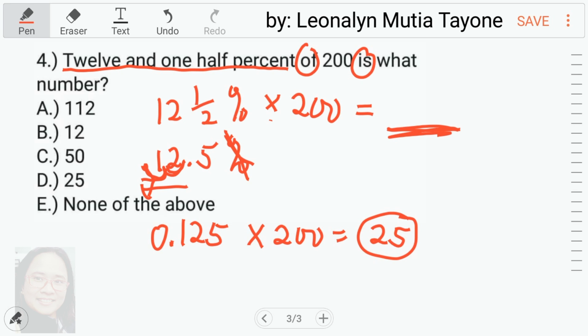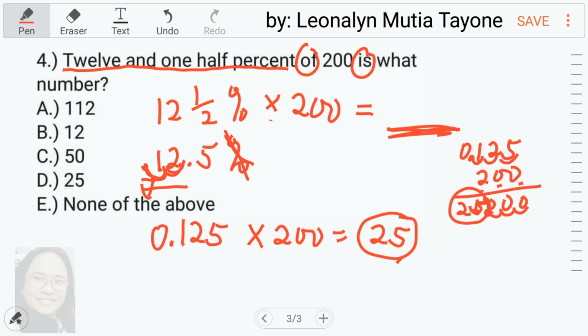0.125 times 200. And this is equals to 25. Isa-isahin natin, ha? 0.125 times 200. Dalawang zero, i-bring down mo na lang yan. Tapos, itong 125 times 2, that is 250 yan siya. Tatlong decimal place. 1, 2, 3. Nandito na si decimal place. So, ang sagot dito ay 25. Letter D.